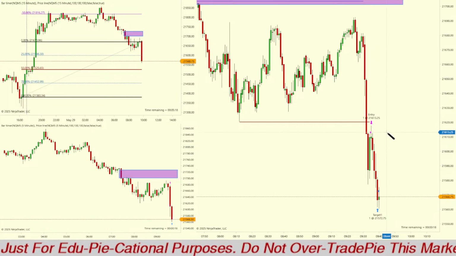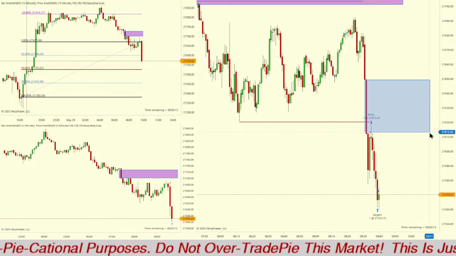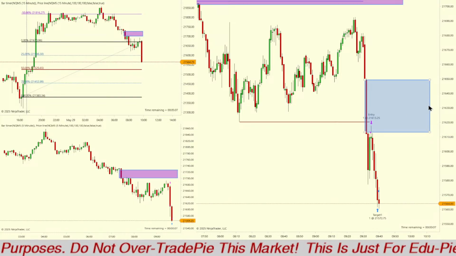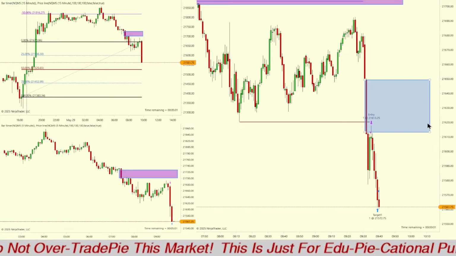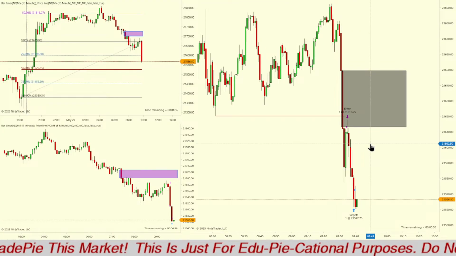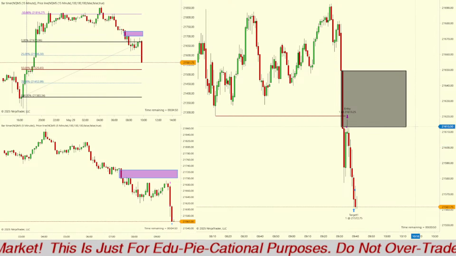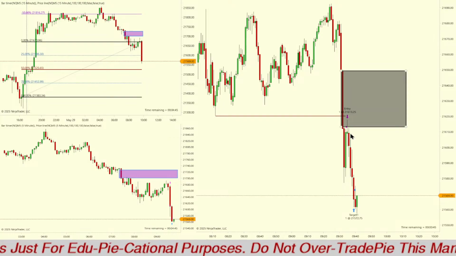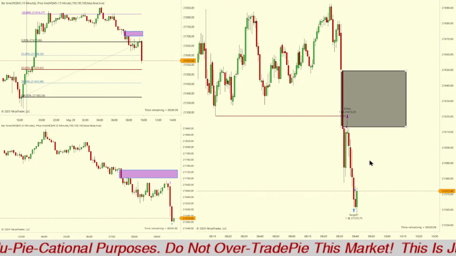Now I'd like to also add this as a first presented fair value gap point, and the color can be black. Why not? We have a very huge first presented fair value gap point over here, and I don't like this, it is very thick. Maybe one is better.